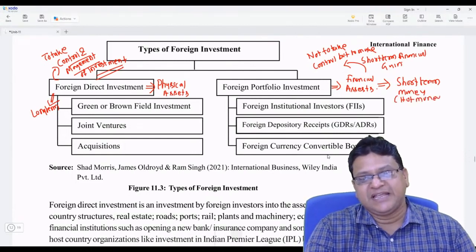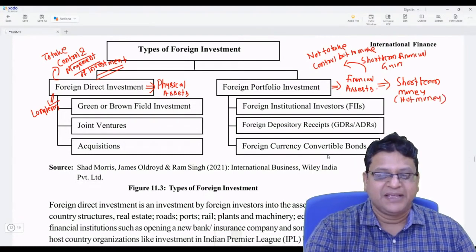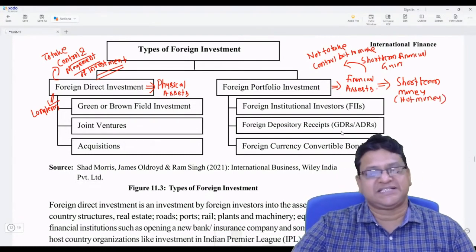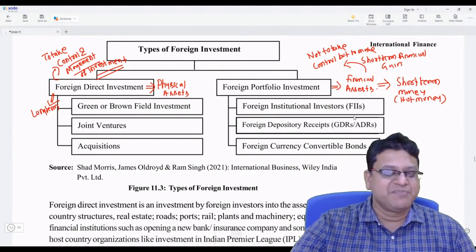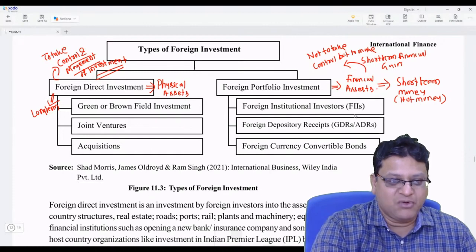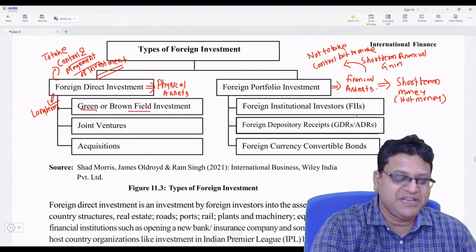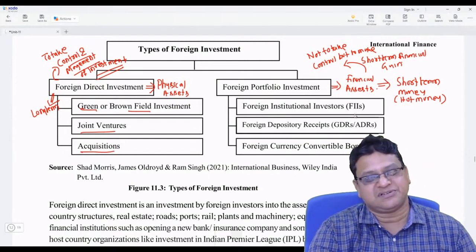In FDI, capital flight is not easy, but in FPI, capital flight is easy. FDI may be in different forms. It may be in greenfield investments, brownfield investments, joint ventures, or acquisitions.